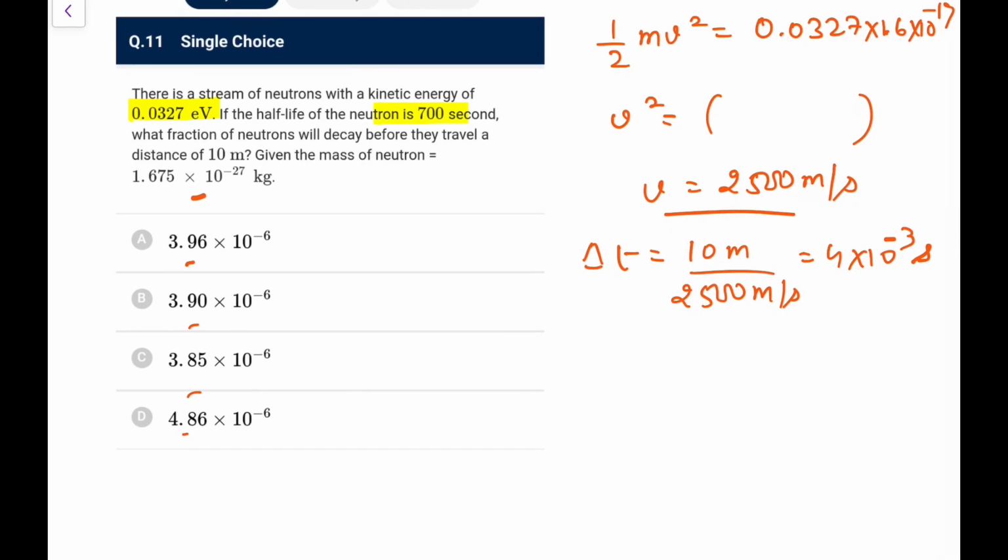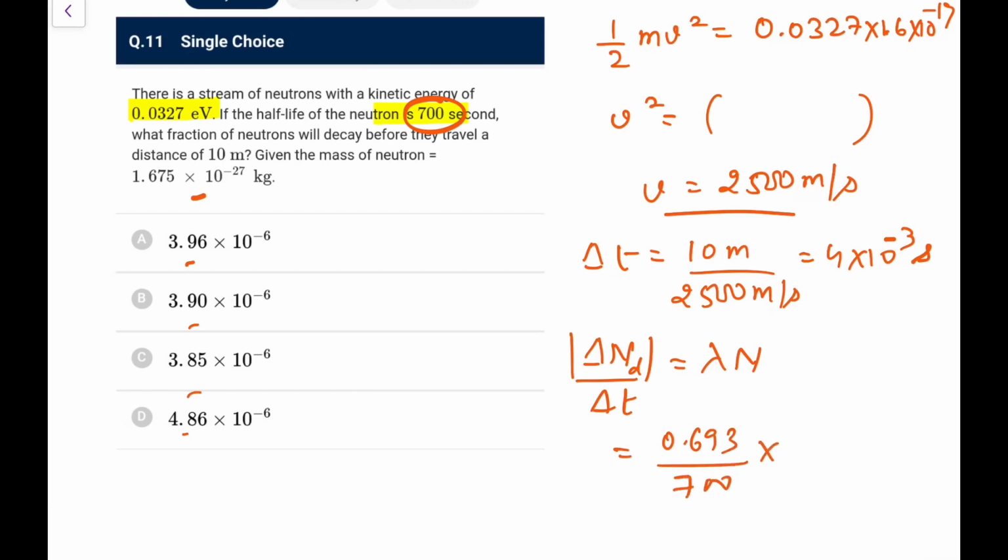Now 4 into 10 to the power minus 3 seconds is very small as compared to that. So I can directly write that dN by dt is almost delta N by delta t. It is decaying, so mod of delta N decayed would be equal to lambda times N delta t. Lambda is ln 2 (0.693) upon T half, which is 700. For the fraction, delta N decayed upon delta N would be lambda into delta t, that is 4 into 10 to the power minus 3. If you do this, it comes out as 3.96 into 10 to the power minus 6 second.